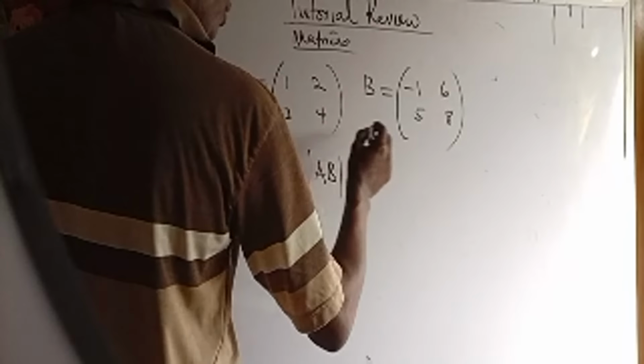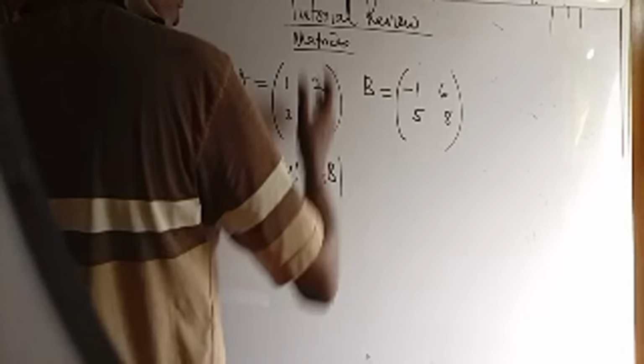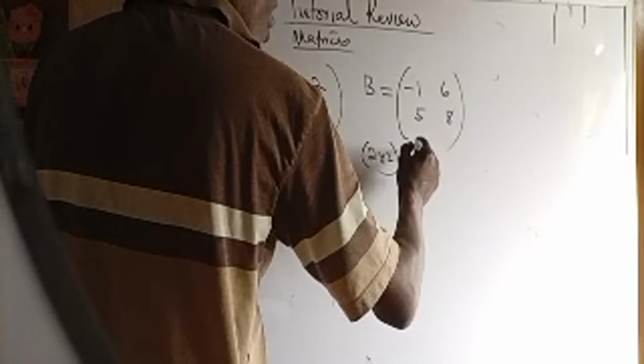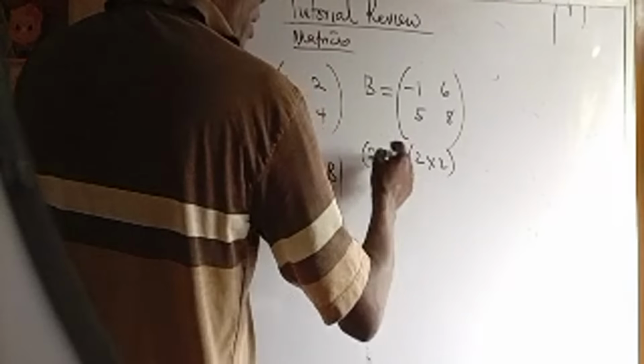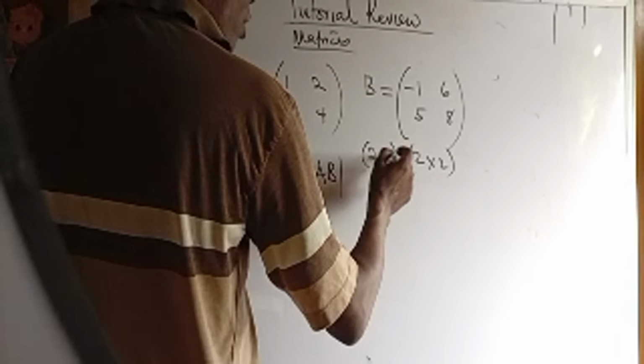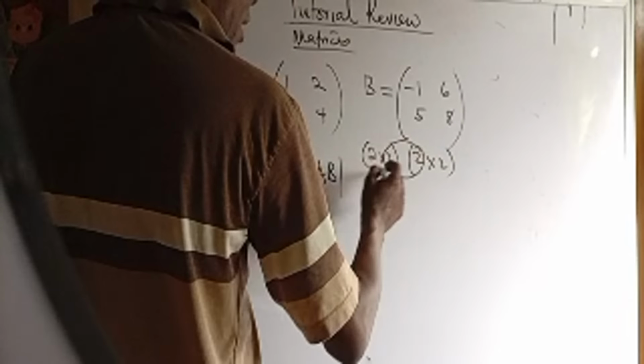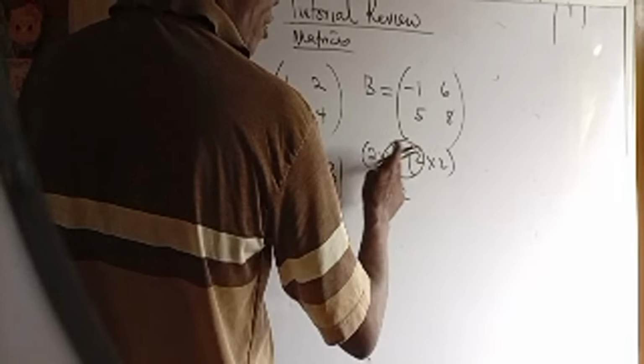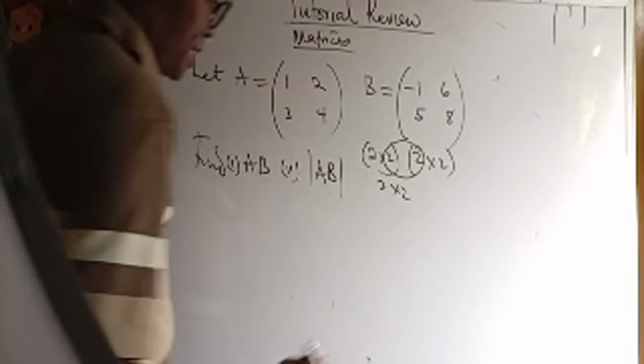How many rows? 1, 2. Columns 1, 2. So it's a 2 by 2 matrix. This is also 1, 2 for rows, 1, 2 for columns, a 2 by 2 matrix. So they are conformable. The two here will compose this, and you have 2 by 2. If something else had been here that is not the same, you cannot multiply them out.